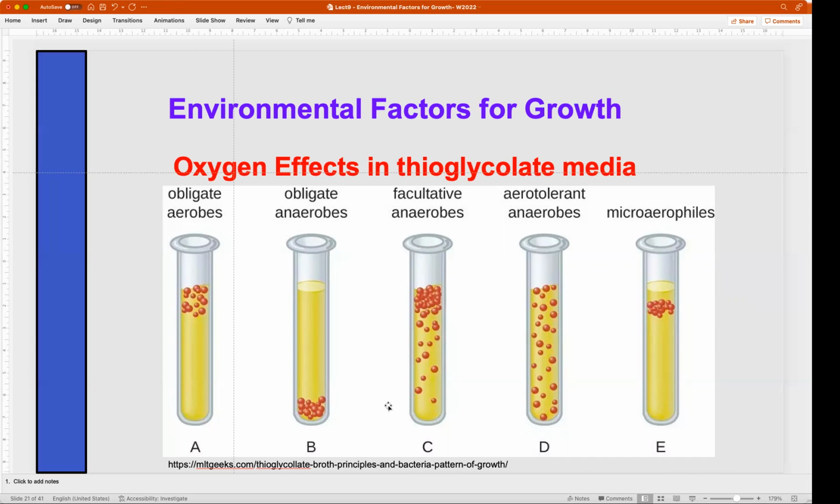And then there's also aerotolerant anaerobes. Now this is another term meaning very similar to the same sort of thing. It tolerates air. And then there's a fifth category, microaerophiles. Micro meaning it stands only a little bit of air. So it's not obligated for oxygen, but it needs a little bit, but not too much.